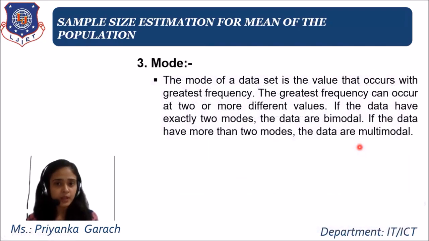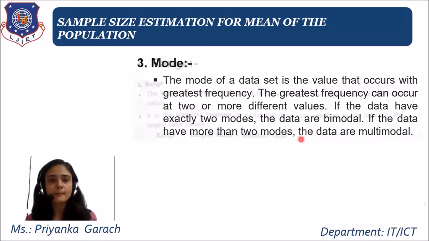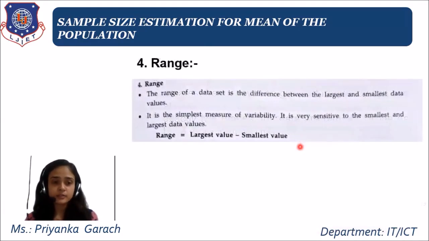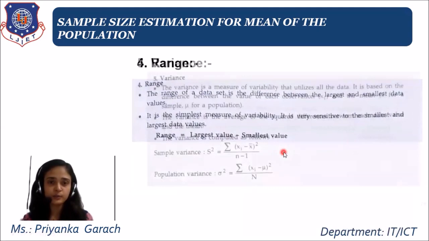Next comes the mode. What is the mode? The mode means the number which appears the maximum in your observations. It means the number that occurs with the greatest frequency. It means the number in your observations which is repeating the maximum number of times. So that will be your mode. The fourth one is the range. So what is the range? You all know that it is the largest value minus the smallest value.